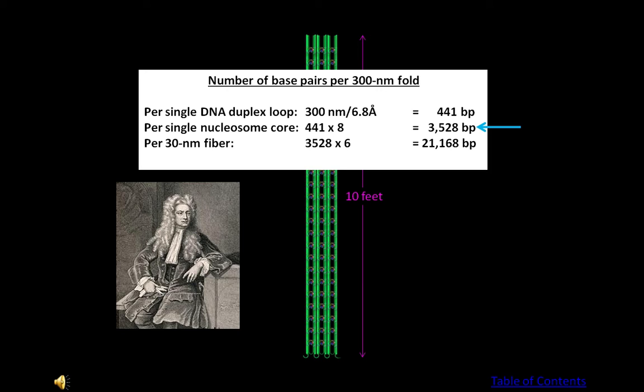There are 6 histone octamers on each of the 25 stories of the tower. Therefore, the grand total number of base pairs in the tower is 3,528 times 6, or 21,168 base pairs of DNA.